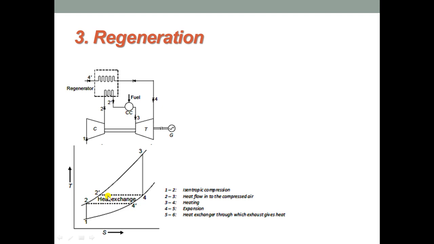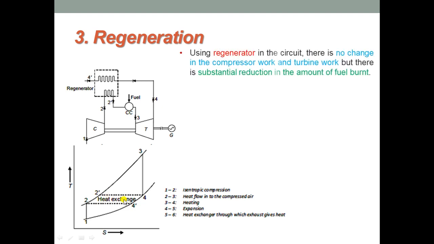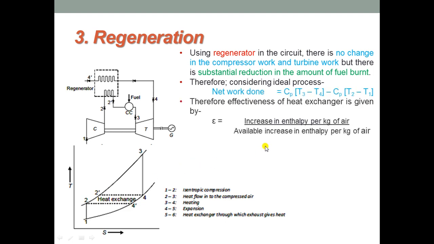The extent to which a regenerator approaches an ideal regenerator is called the effectiveness, represented by the symbol epsilon, and it is defined as the increase in enthalpy per kg of air over the available increase in enthalpy per kg of air. It is given by (T2 prime minus T2) over (T4 minus T2), and this is the effectiveness of the regenerator.